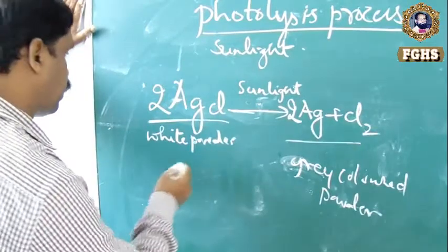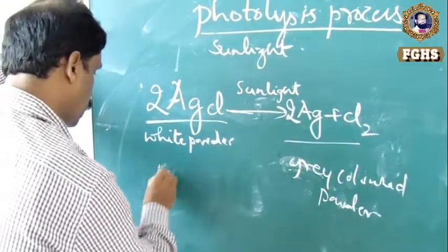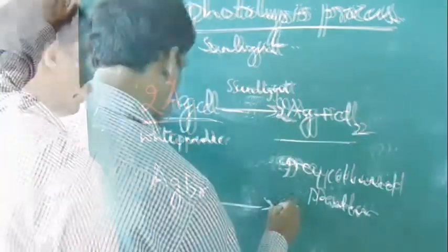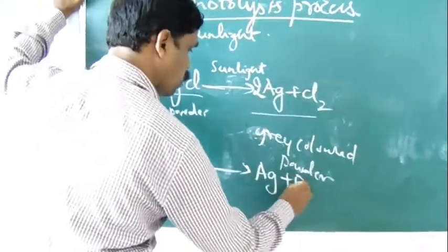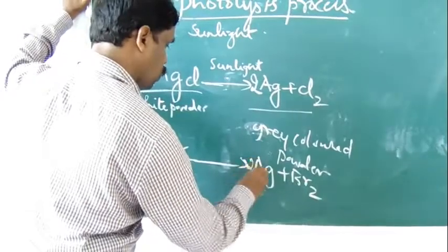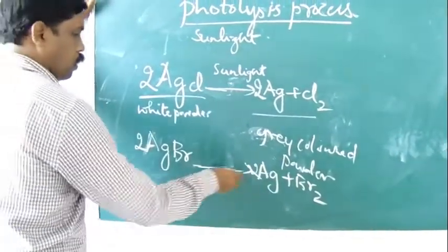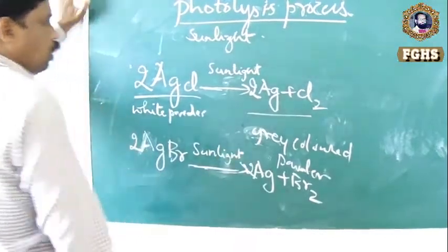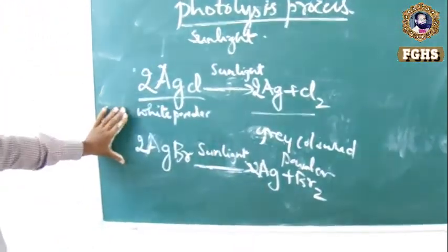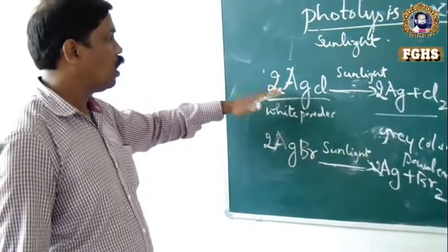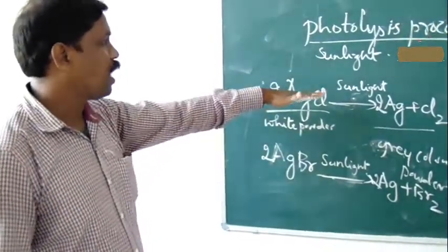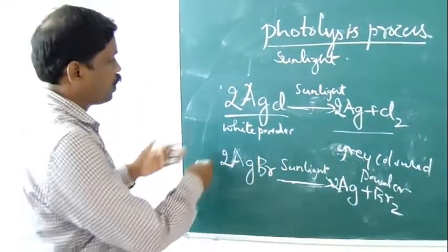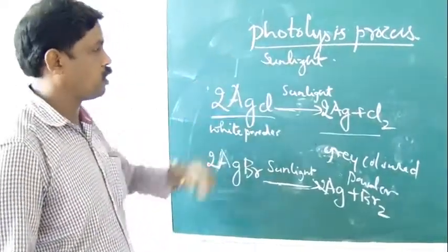Let me write another example. When silver bromide is exposed to sunlight, it gives Ag plus Br2. Here also sunlight is used. These are the two examples of the photolysis process in which sunlight is used.